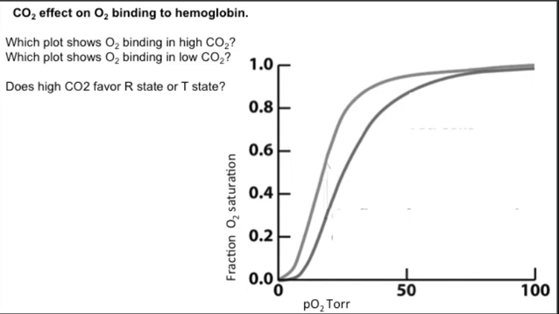Which of them represents low CO2? Well, let's say which represents high CO2. High CO2 means low affinity for oxygen, so the lower curve will represent high CO2.